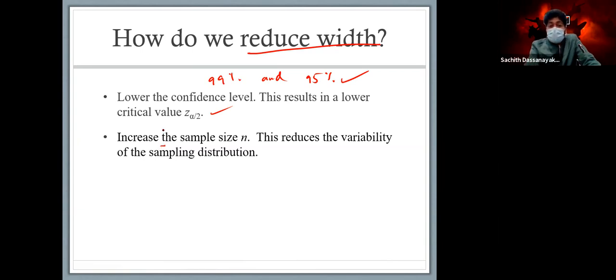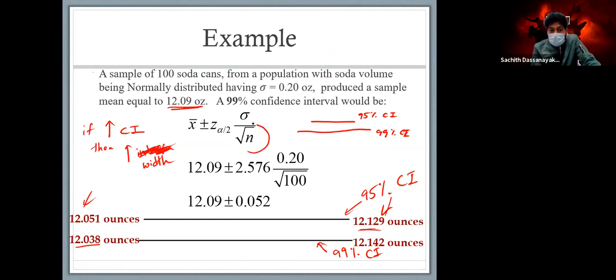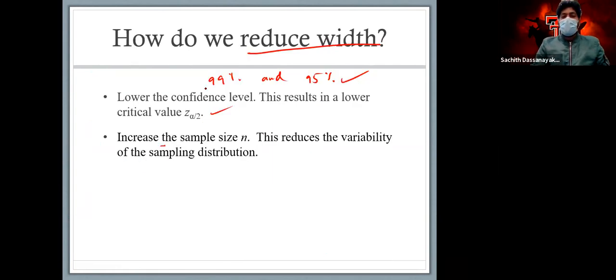Once we increase the sample size, if I increase this n right over here, you can see that this portion becomes smaller, right? The plus or minus becomes a smaller value. So x bar plus or minus a smaller value remains very close to x bar. Clear? So once we increase the sample size n, we can reduce the variability, or we can remain around the sample mean.